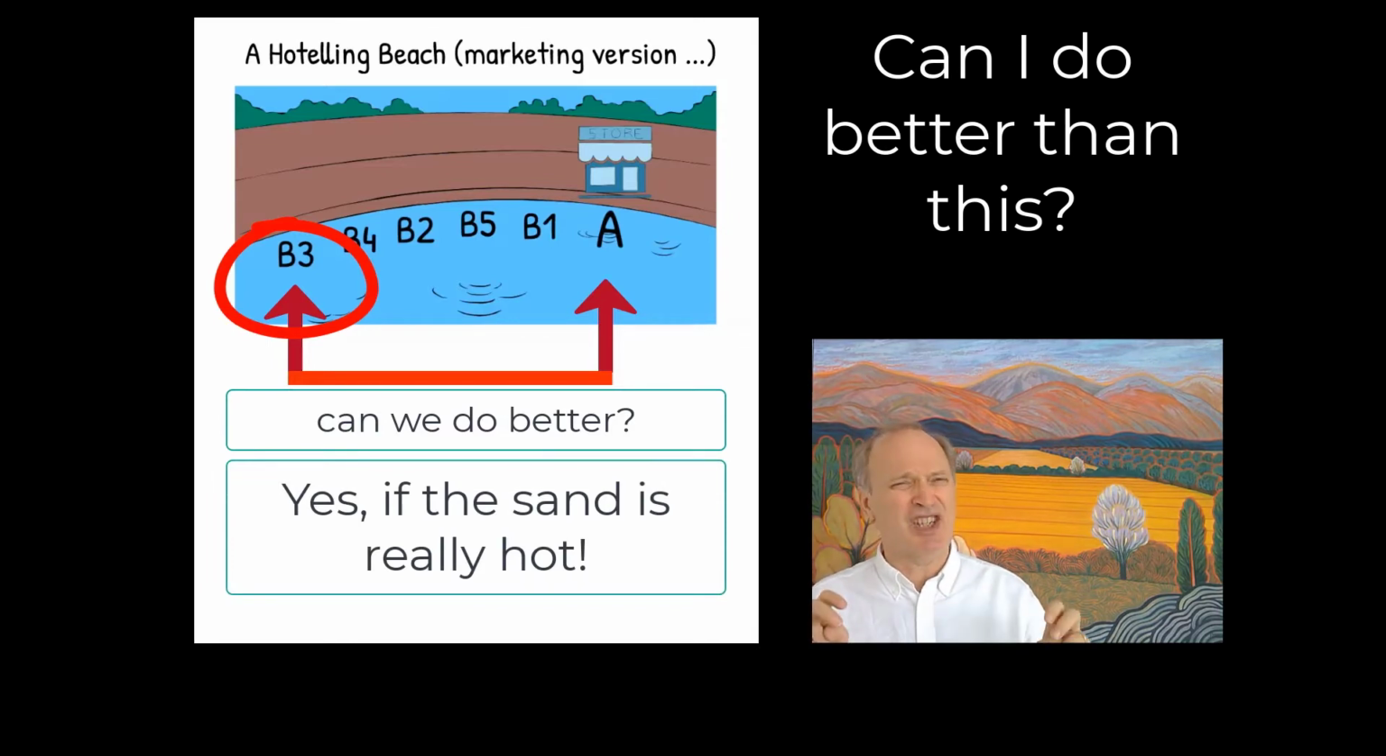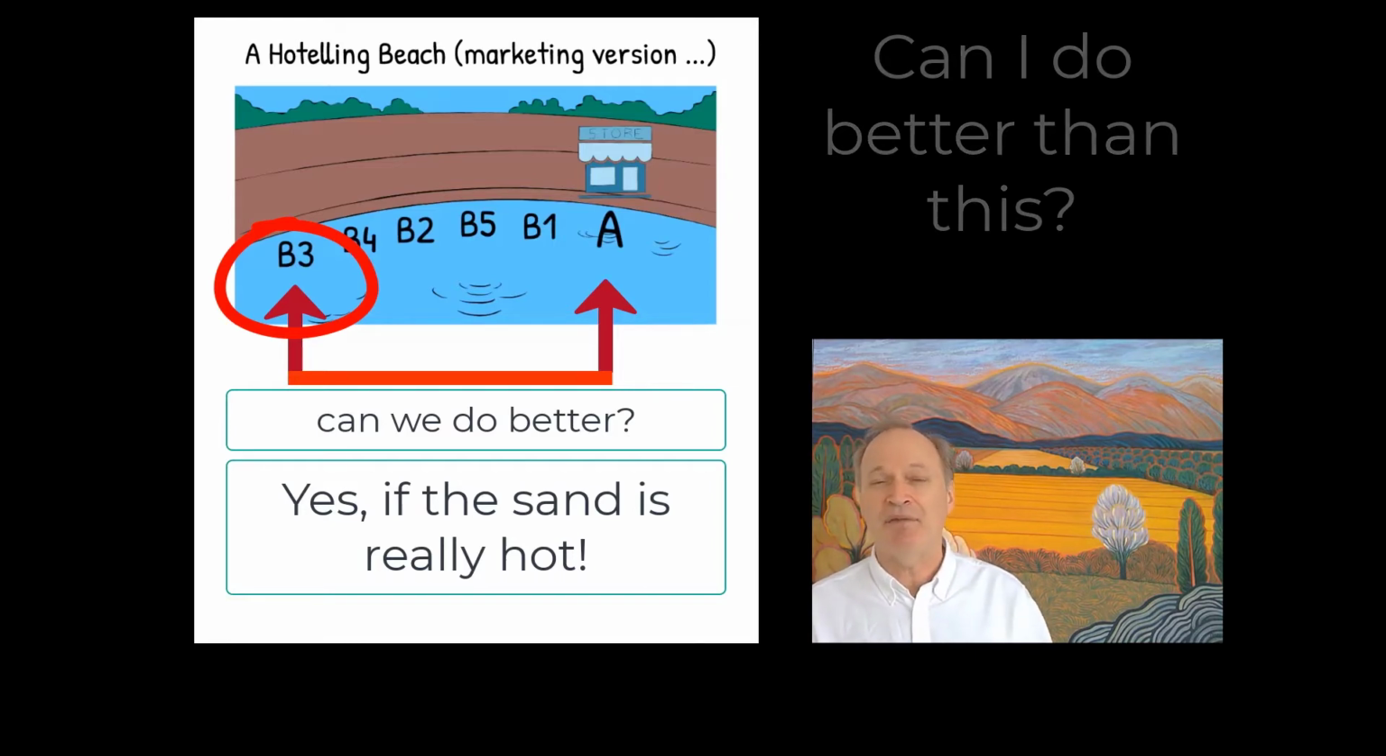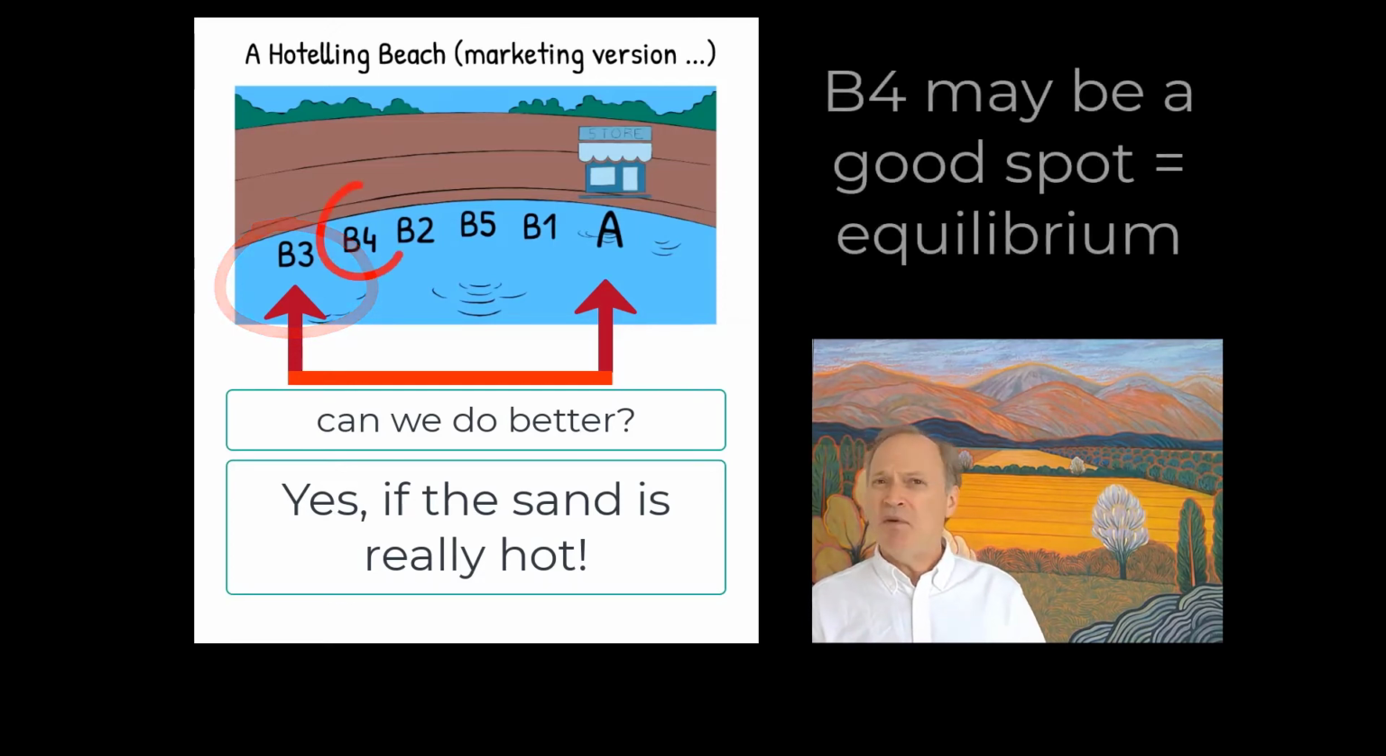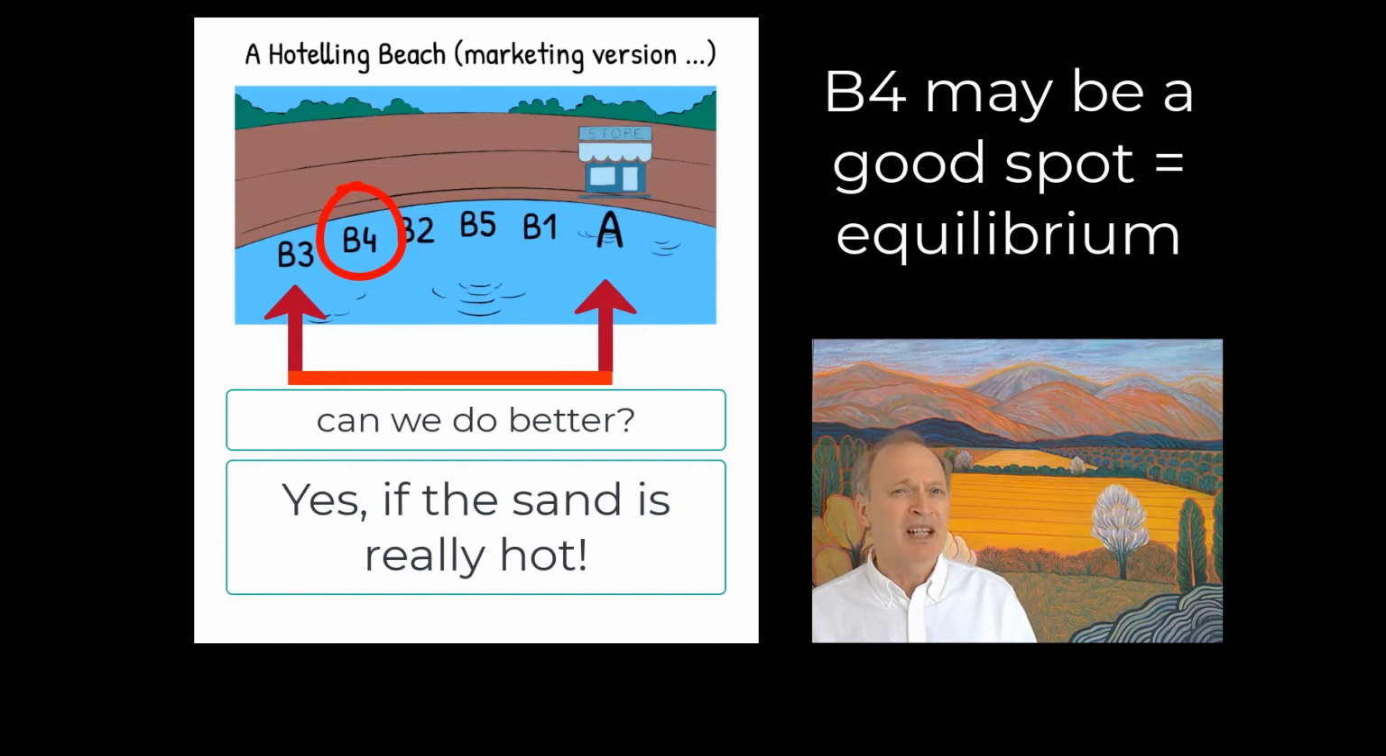If the sand is extremely hot, you could probably move 1 extra meter over towards A and not start a price war. Maybe you can move 2 meters over, again, if the sand is hot enough, and still not start a price war. So where would you ultimately locate? Maybe someplace around B4. Compete, but not too much. All right. So that's an introduction to the Hotelling puzzle and spatial competition. We'll relate this to data reduction a little bit later.